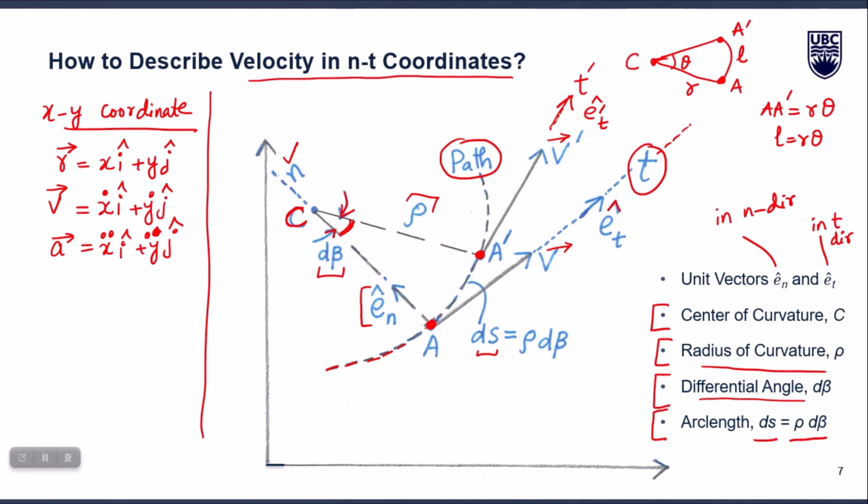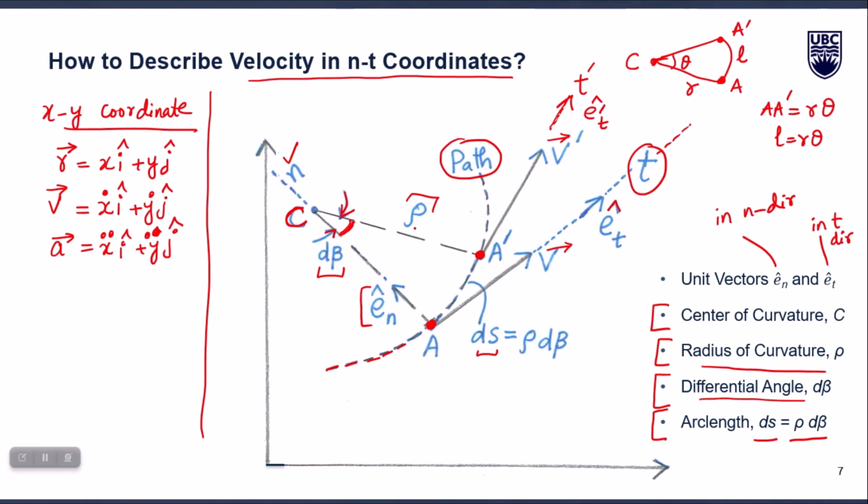Now, one fundamental difference between the i and j vectors, the unit vectors along x and y, and the E n and E t vectors is that i and j have constant magnitude as well as constant direction. i will always be in the x-axis direction, j will always be in the y-axis direction. But here E sub n and E sub t are changing their directions all the time. So this is one major difference between the unit vectors introduced in the xy coordinate system and the unit vectors introduced in the nt coordinate system.